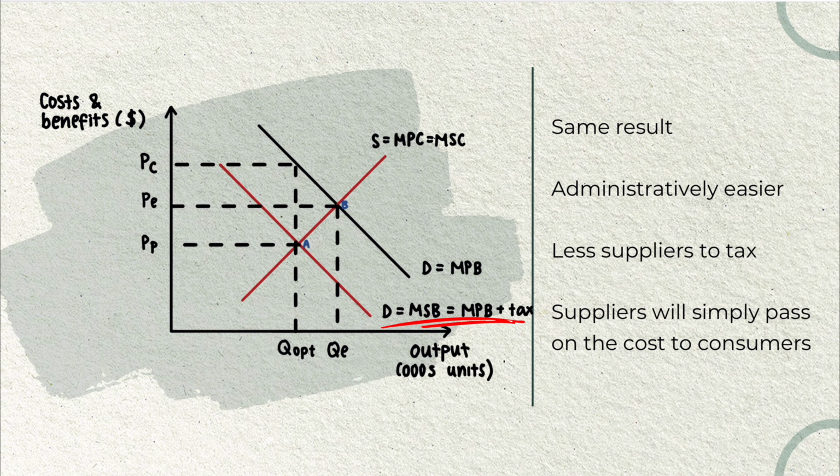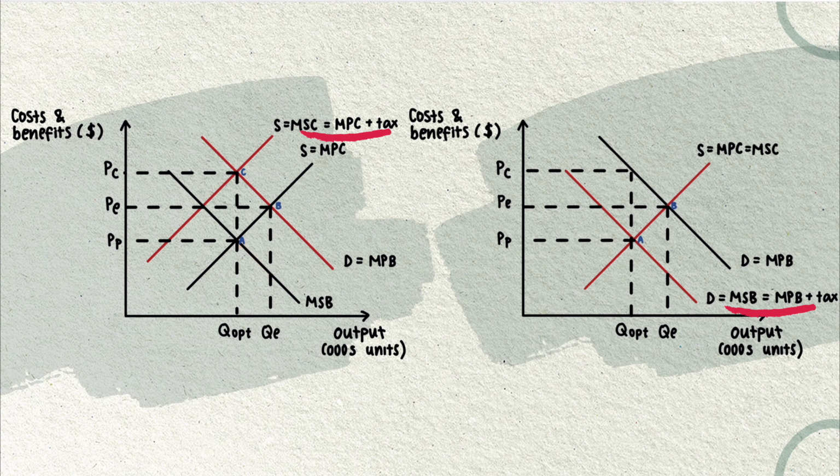As you can see on the diagram, the result is exactly the same, with a lowering of quantity and an increase in price for consumers and producers. Let's compare. As you can see in both diagrams, the lines are identical. The quantity is reduced from QE to QOpt, whilst the consumers are paying PC and the producers are receiving PP.